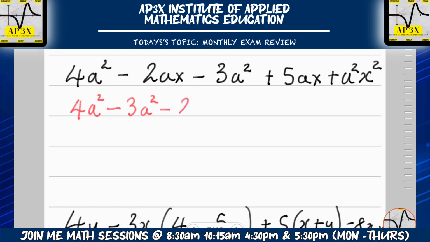We're going to be looking next for all the ax's. So you have minus 2ax here, and then we have positive 5ax here. And then of course we have this odd term here, a squared b squared.